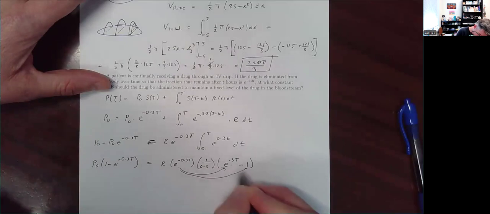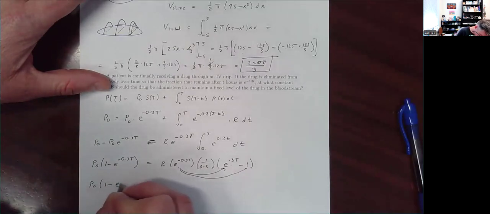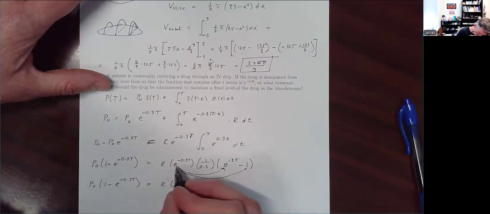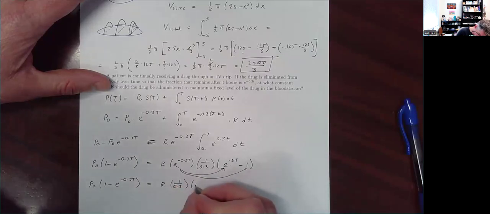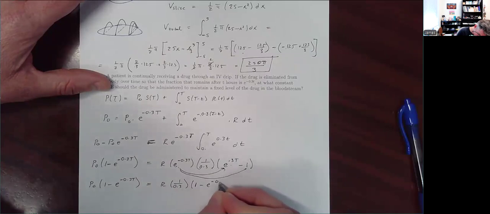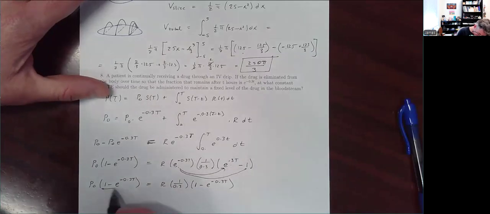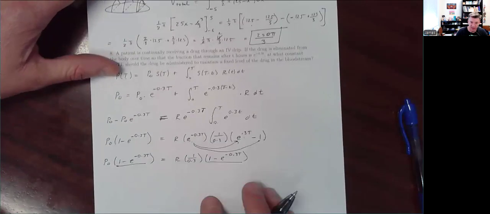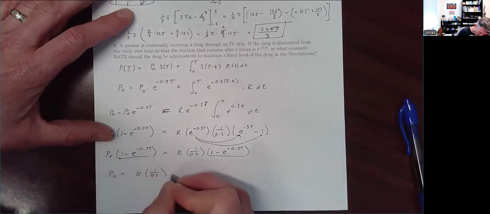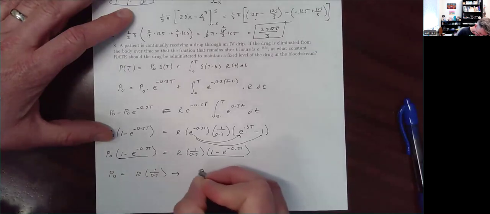Look what happens. I have P naught times 1 minus e to the negative 0.3 T equal to R times 1 divided by 0.3 times e to the negative 0.3 T times e to the 0.3 T is e to the 0. And e to the negative 0.3 T times 1 is e to the negative 0.3 T. Hey, look, that is the same as that. And if we divide both sides by that, they're going to cancel. So we're left with P naught equal to R divided by 0.3. And solving for R, we get that P naught times 0.3 is equal to R.